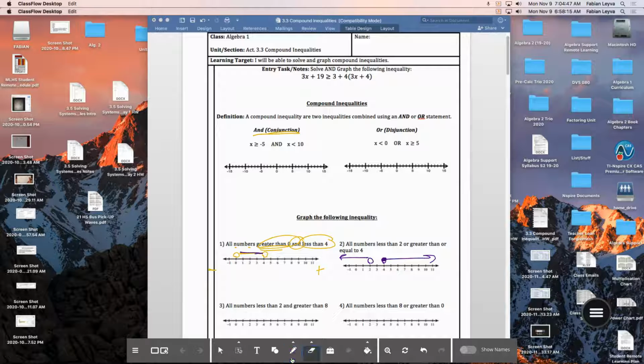Now, I want to make sure to clarify that 99% of the time when you have an "and" statement, it's always going to look like that. It's going to look like a conjunction, connected, and an "or" is always going to be a disjunction going the opposite sides. So let's do the last 3.